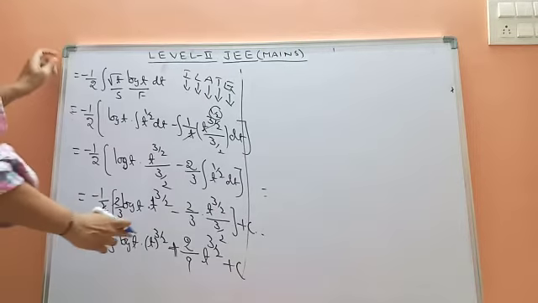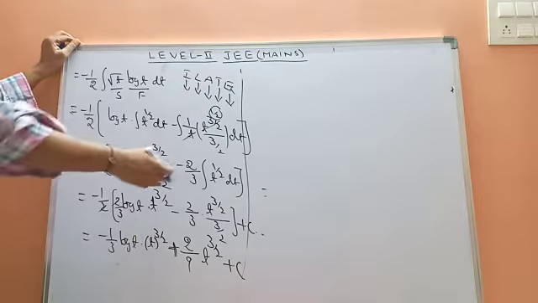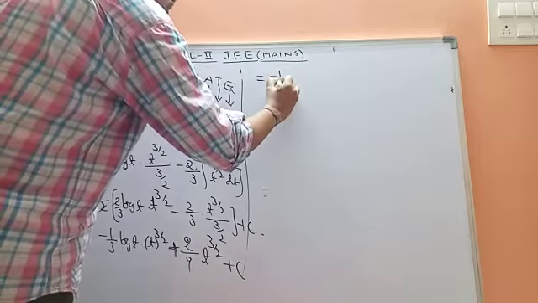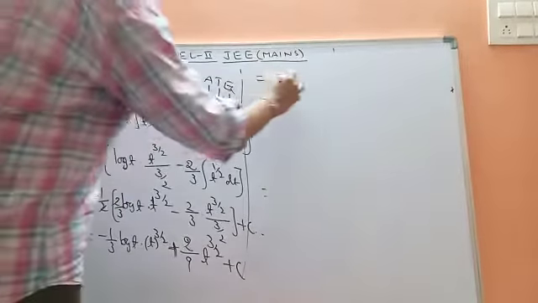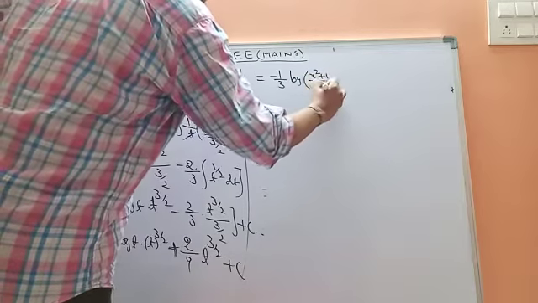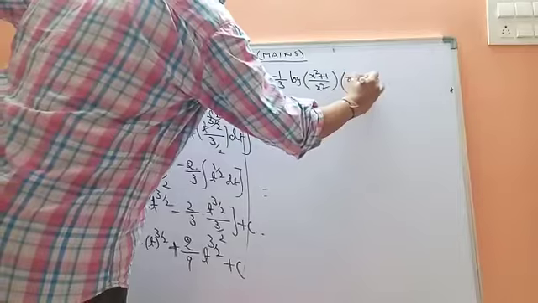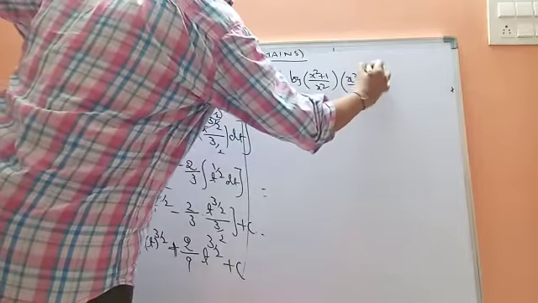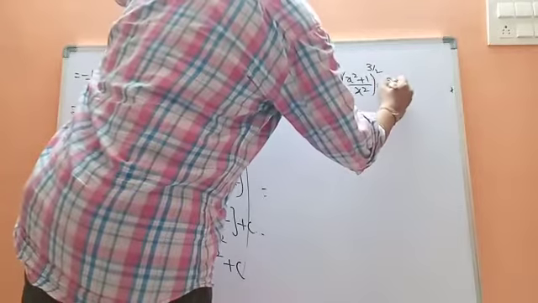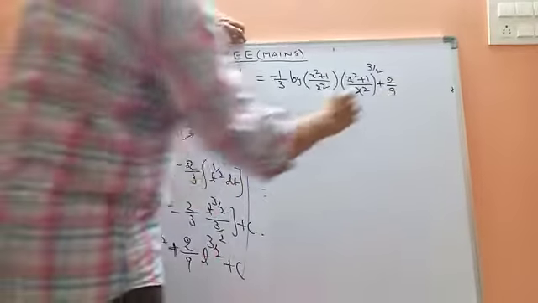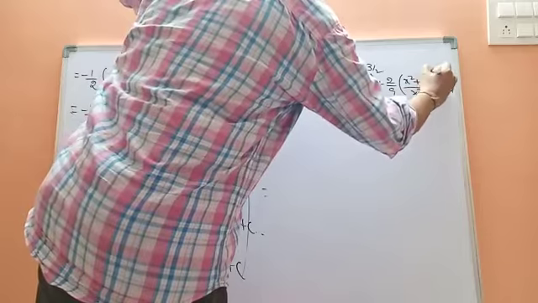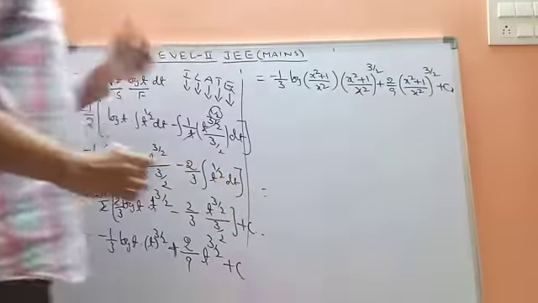So minus 1 by 3 is there. Here t means that value, so x square plus 1 by x square. So this equals minus 1 by 3 into log t, means log of x square plus 1 by x square, into x square plus 1 by x square whole power 3 by 2, plus 2 by 9 into x square plus 1 by x square whole power 3 by 2 plus c. Okay. So look here.